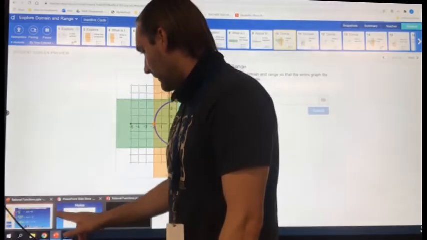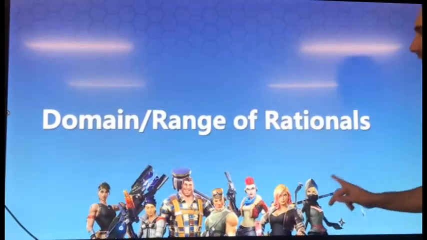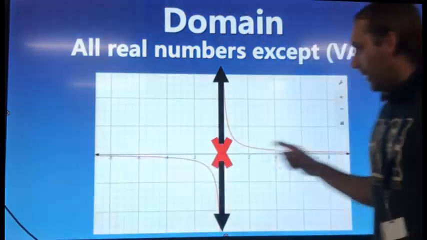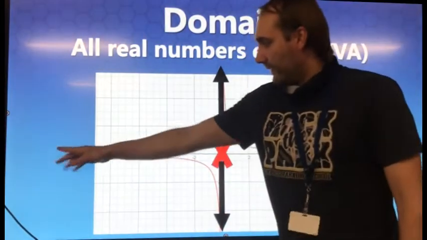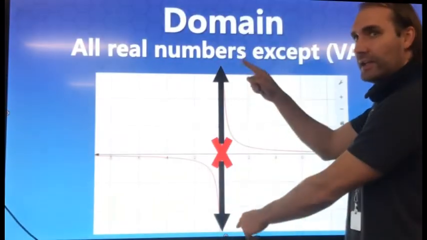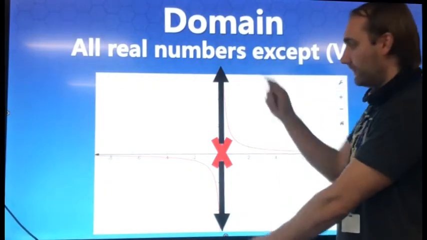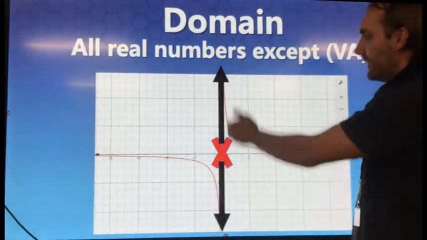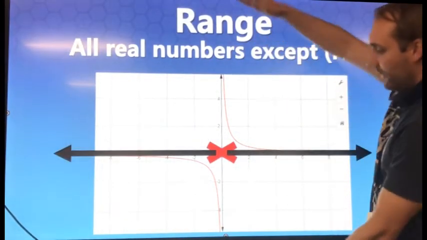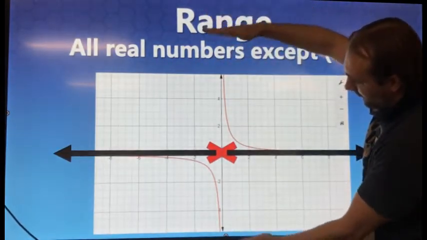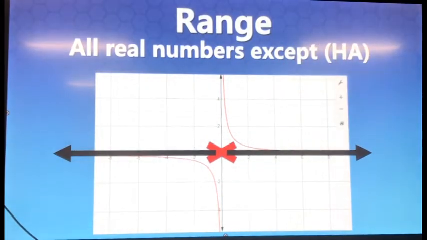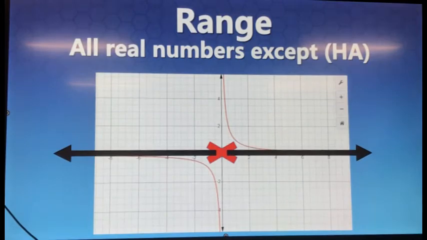So as I look at rational functions, the domain could be all real numbers. Notice my graph goes all the way to negative infinity and all the way to positive infinity, except it cannot equal that Cootie line, right? It can't equal this vertical asymptote. Likewise with the range, it's going all the way down and all the way up, except for when it gets close to my horizontal asymptote, it veers away. So it's all real numbers except for the horizontal asymptote.